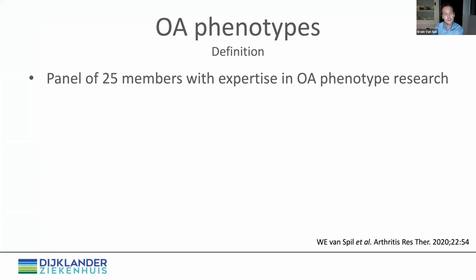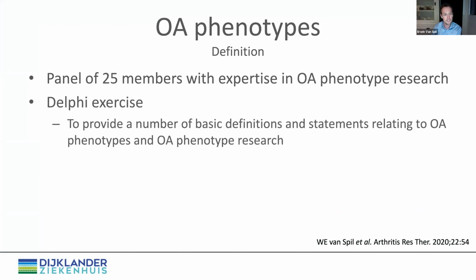In this article, we used a panel, as I said, of 25 members with expertise in OA phenotype research. It was consensus-based, so we followed the Delphi exercise approach to provide a number of basic definitions and statements relating to phenotypes and OA phenotype research. Of course, the most basic important definition was the definition of an OA phenotype.